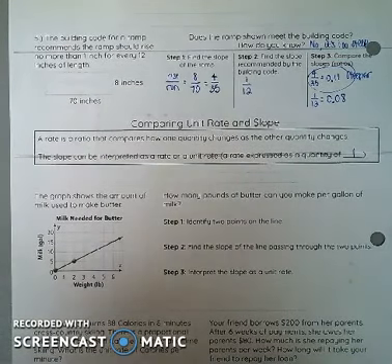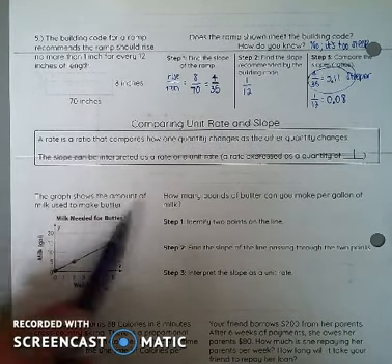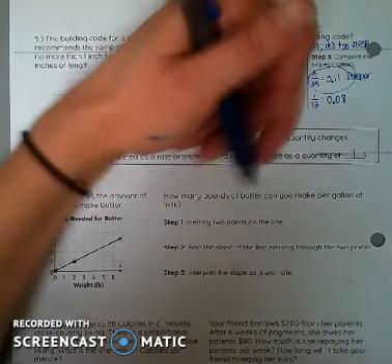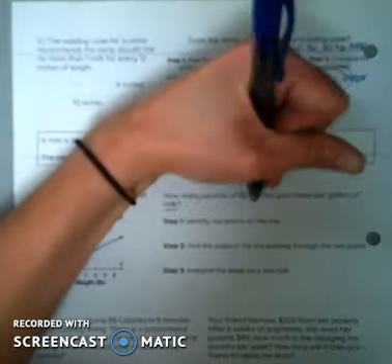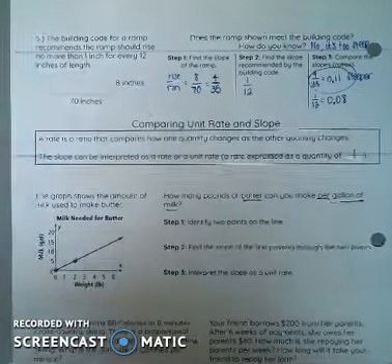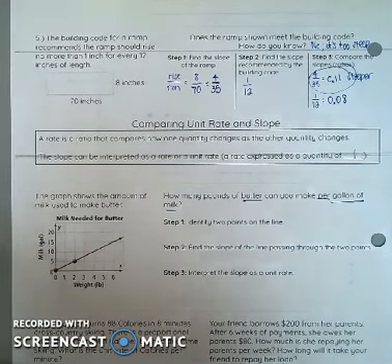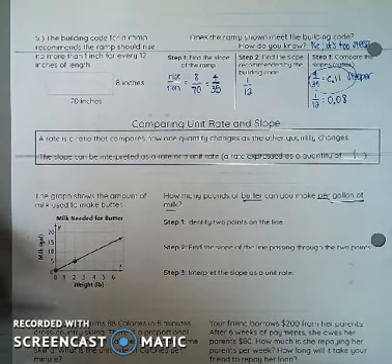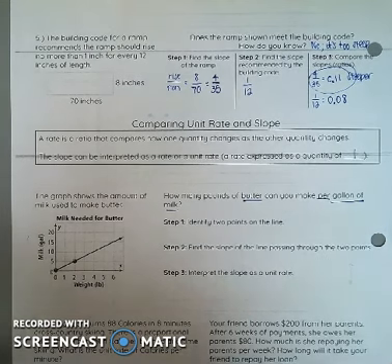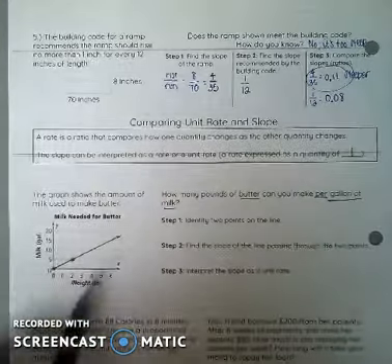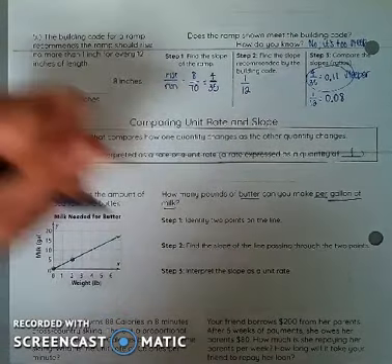The first thing we always want to do when we're finding our slope, notice here it says the graph shows the amount of milk used to make butter. How many pounds of butter can you make per gallon of milk? So we're trying to find butter per gallon of milk. The first thing that we want to do is identify our 2 points on the line, and notice that gallons of milk is on our y-axis and pounds is on our x-axis, and so those are the numbers that if I was just finding unit rate, I would be dividing. Now in this case, we're going to find our slope. We find our slope the same way as we did before, finding our rise over run.